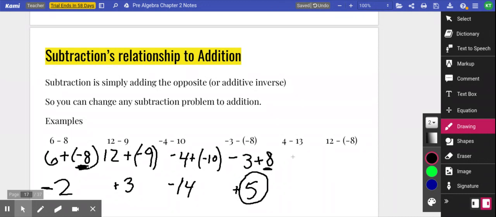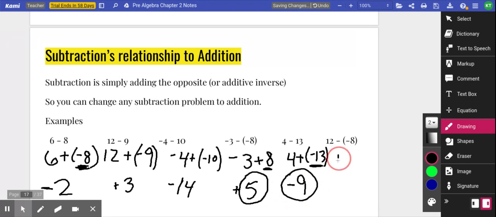4 minus 13. I'm going to change the minus to a plus, and the opposite of 13 would be -13. So I have a negative and a positive. I'm going to subtract these values. 13 minus 4 is 9. Since the negative is a bigger number, I'm going to leave it as a -9.